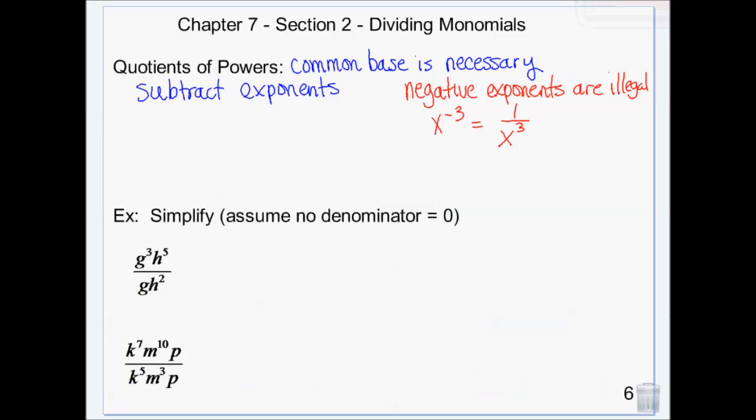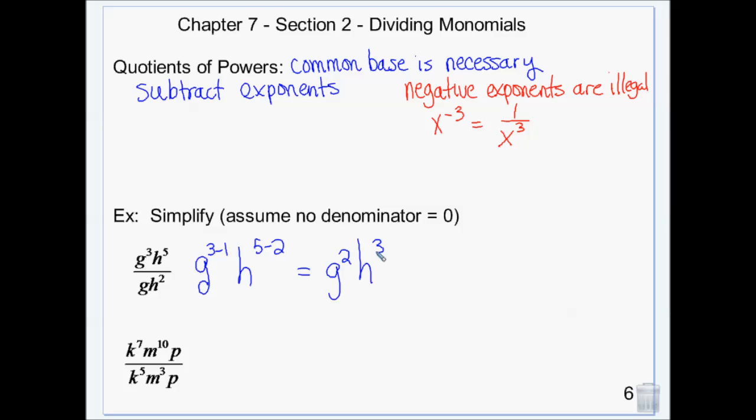We are going to require a common base, and then we're going to subtract the exponents. And negative exponents are illegal, and we'll talk about that soon. So what we do, g to the 3rd over g is the same thing as g to the 3 minus 1. H to the 5th over h squared is the same thing as h to the 5 minus 2. So this will be g squared h to the 3rd.